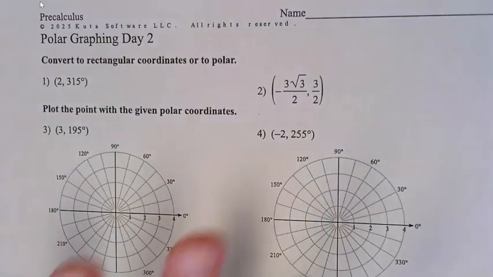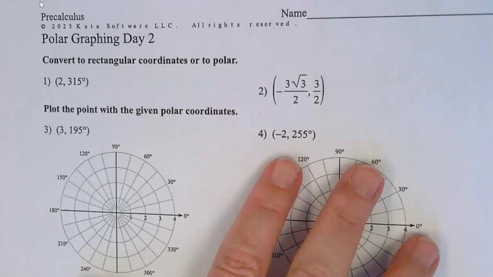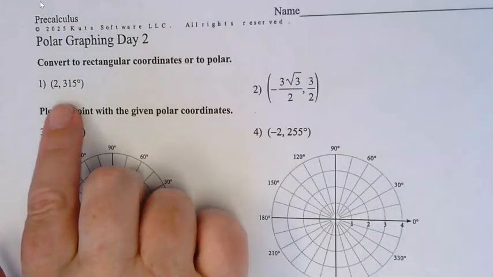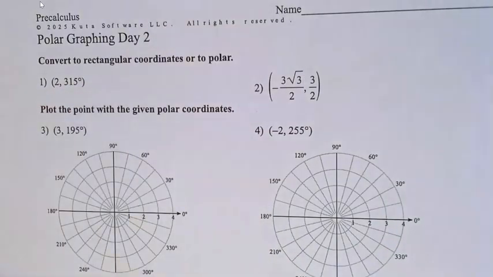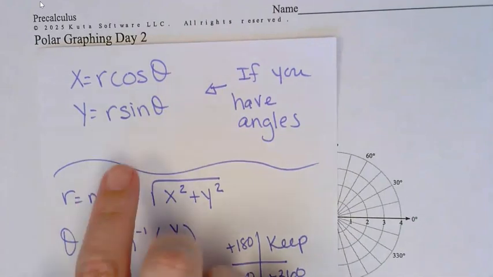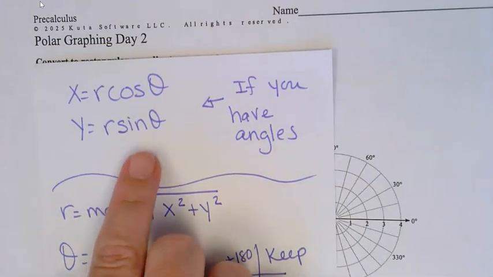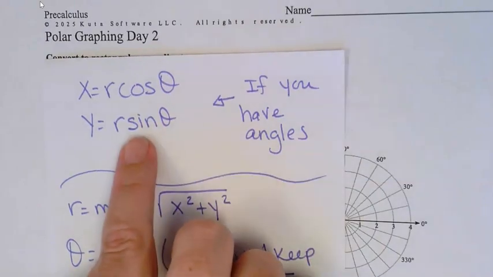So here is the handout you should be looking at. The first two are asking you to convert. So this is in polar form. We want it to rectangular. So anytime you have an angle, you're going to go back and use this formula or these formulas because they have an angle provided. Okay, so if you ever have an angle, this is what you're using.